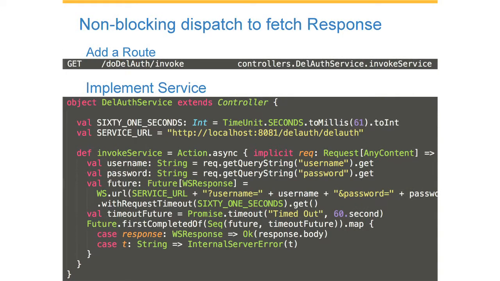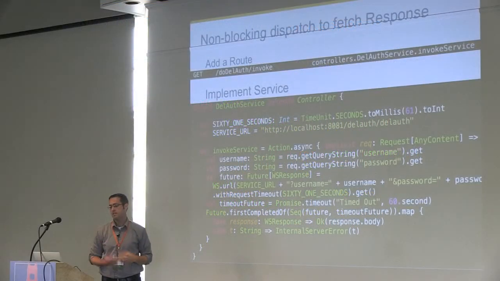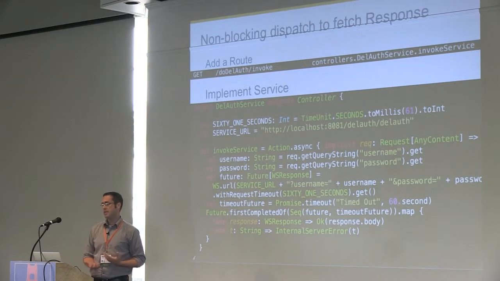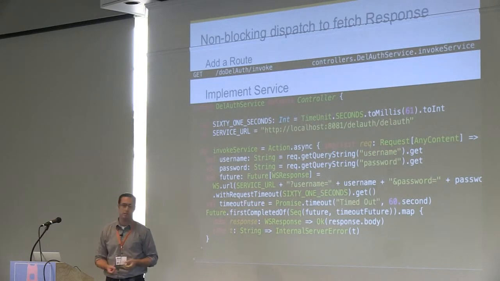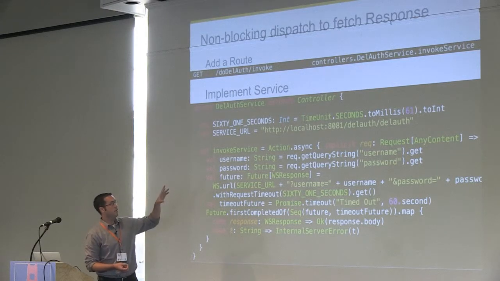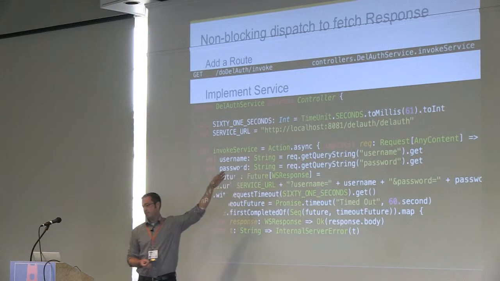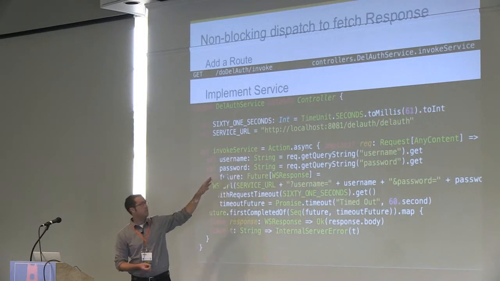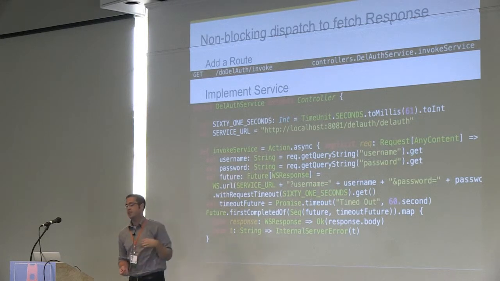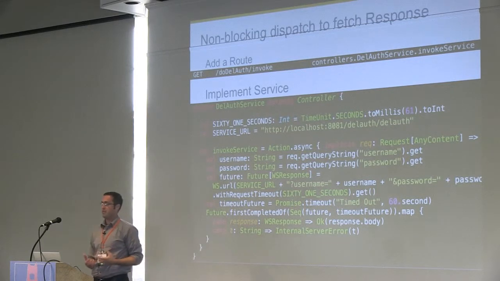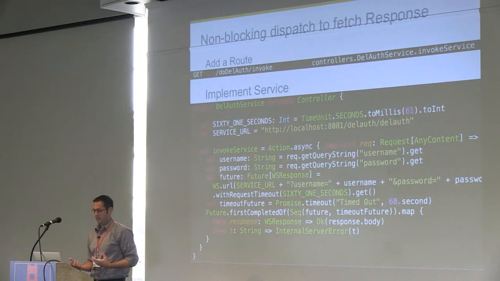So what does this look like in code? In Play, we need to create a route to represent that. For this example, we're just going to define a GET request that says we're going to invoke this DelAuth service. And for the implementation of the service, we're going to have to create a controller. So we define a controller. And then we say that we'd like our action to be asynchronous. And then the actual definition of our action is we're going to extract a username and password parameter that were sent in on the request.